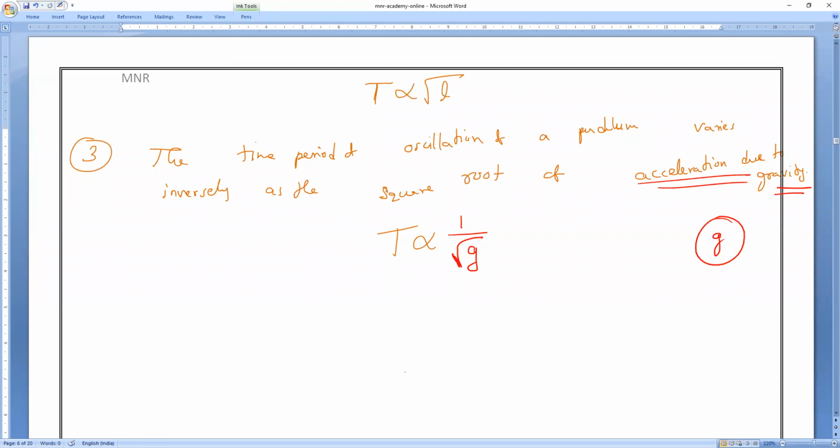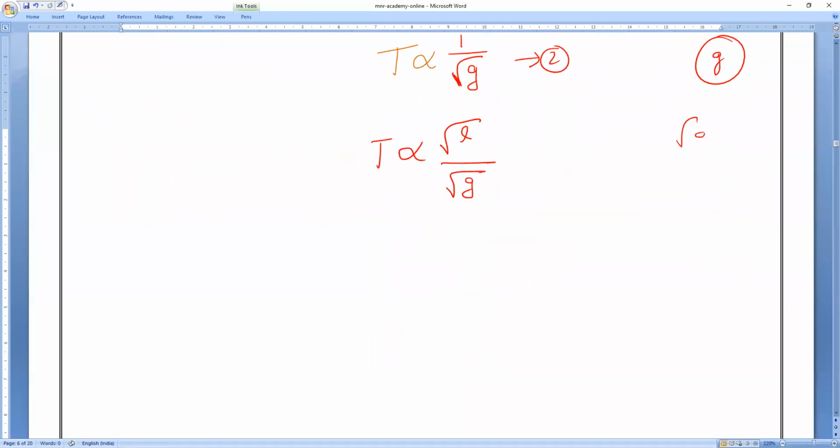Let me take this as equation 1 and this as equation 2. Now combine both the equations, we get time period is directly proportional to root over L divided by root over G. So root A by root B. So time period is directly proportional to root over L by G.